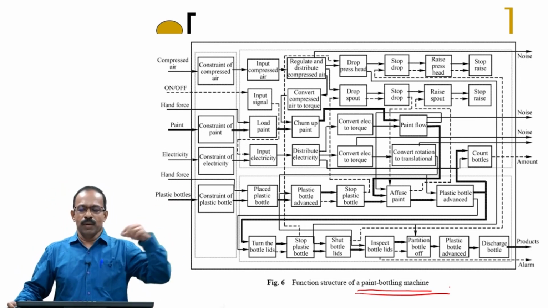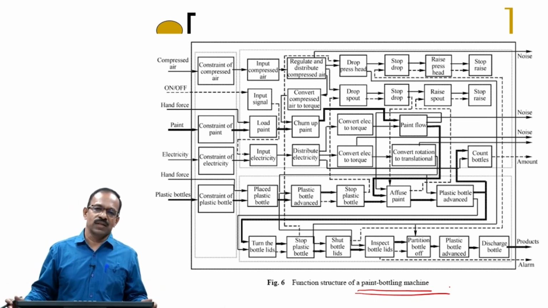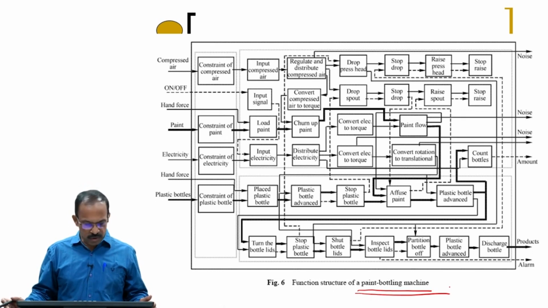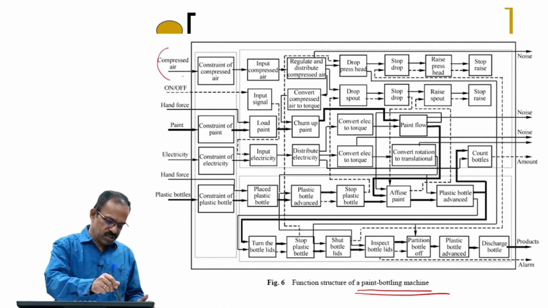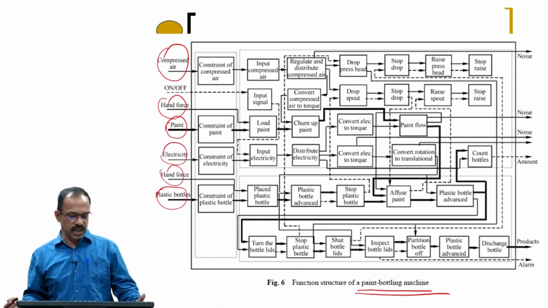So, there will be paint stored in a container, and then a machine is used to fill bottles, seal them, and then send them out. So, that is this machine. You can see the inputs are compressed air, hand force, paint, electricity, and plastic bottles. That is, bottles are for filling paint.